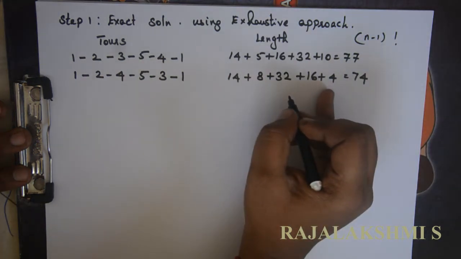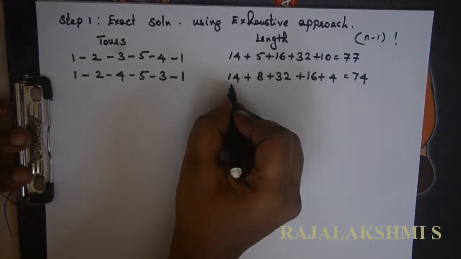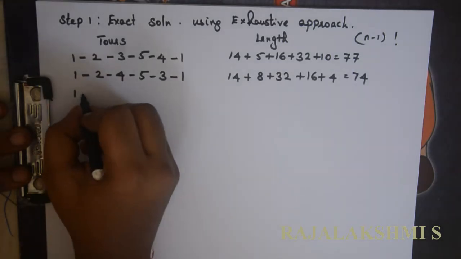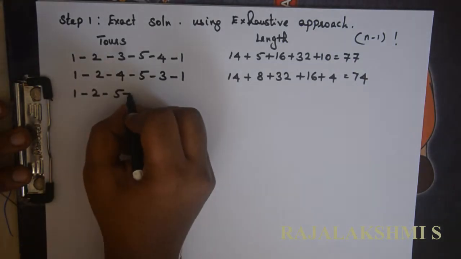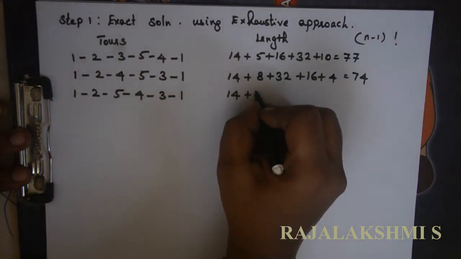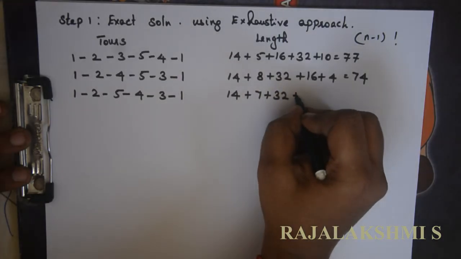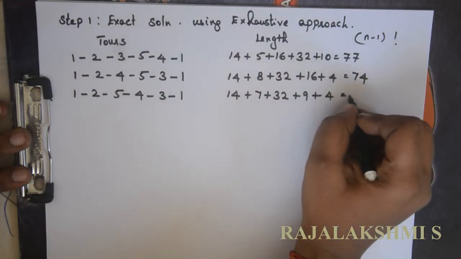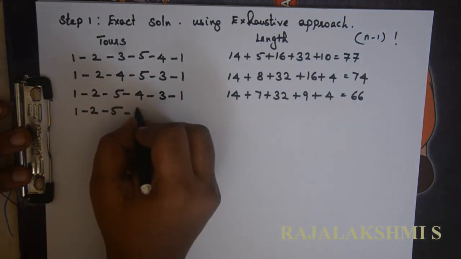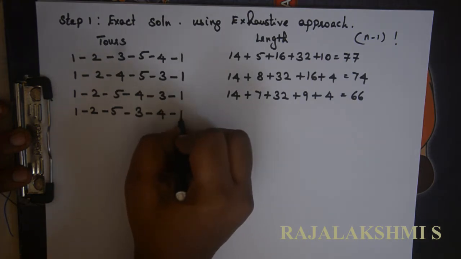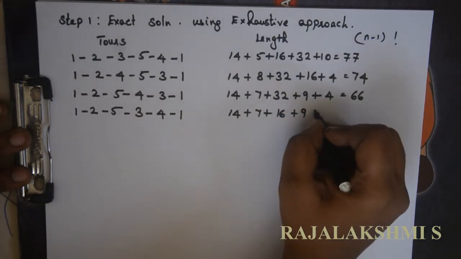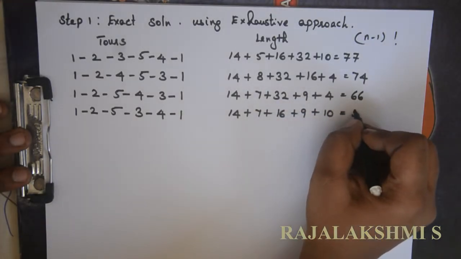These distances I am taking from the matrix alone. 1 to 2 the distance is 14, given in the problem itself, and 2 to 4 the distance is 8. Similarly, the next permutation is 1 to 2, 2 to 5, 5 to 4, 4 to 3, 3 to 1. This is 14 plus 7 plus 32 plus 9 plus 4, which is 66. The next one is 1 to 2, 2 to 5, 5 to 3, 3 to 4, 4 to 1. It is 14 plus 7 plus 16 plus 9 plus 10, which is equivalent to 56.